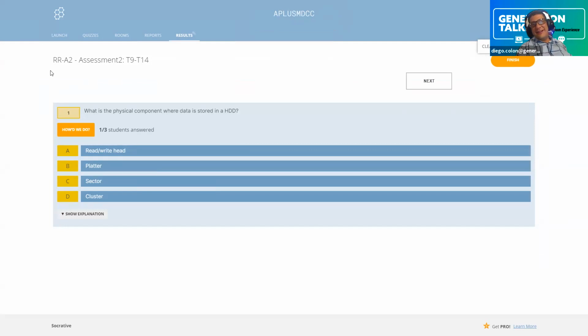All right. Ayana, read number 1 for me, please. What is the physical component where data is stored in a HDD? So, inside the physical hard drive, which of these do you believe it is, Ayana? Platter B.